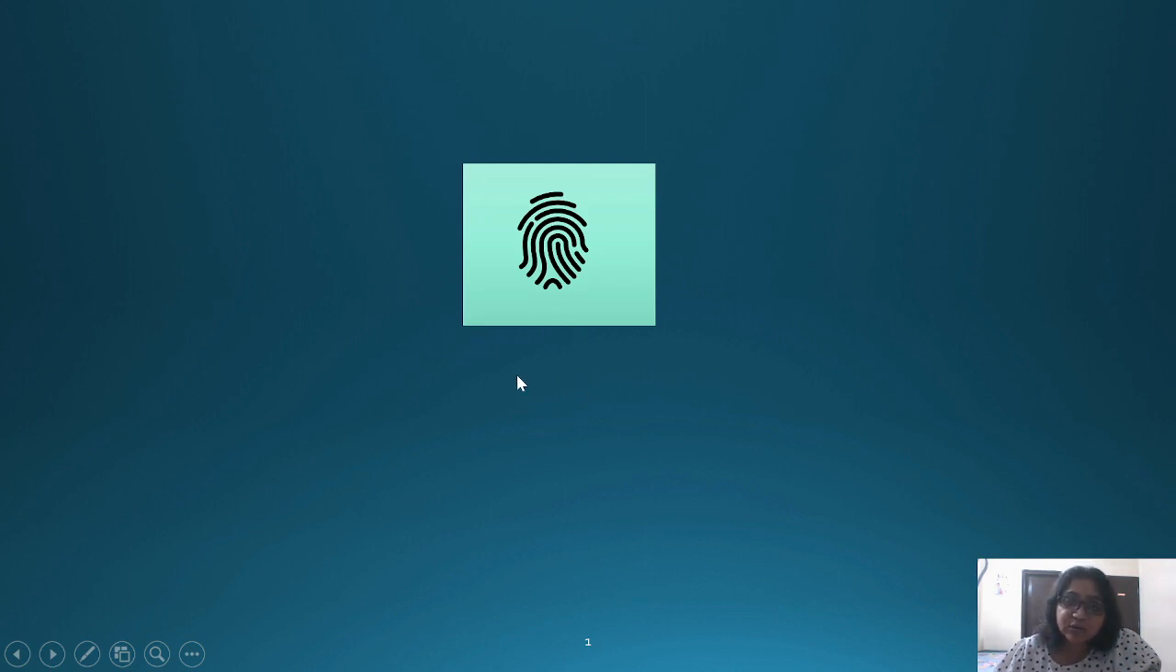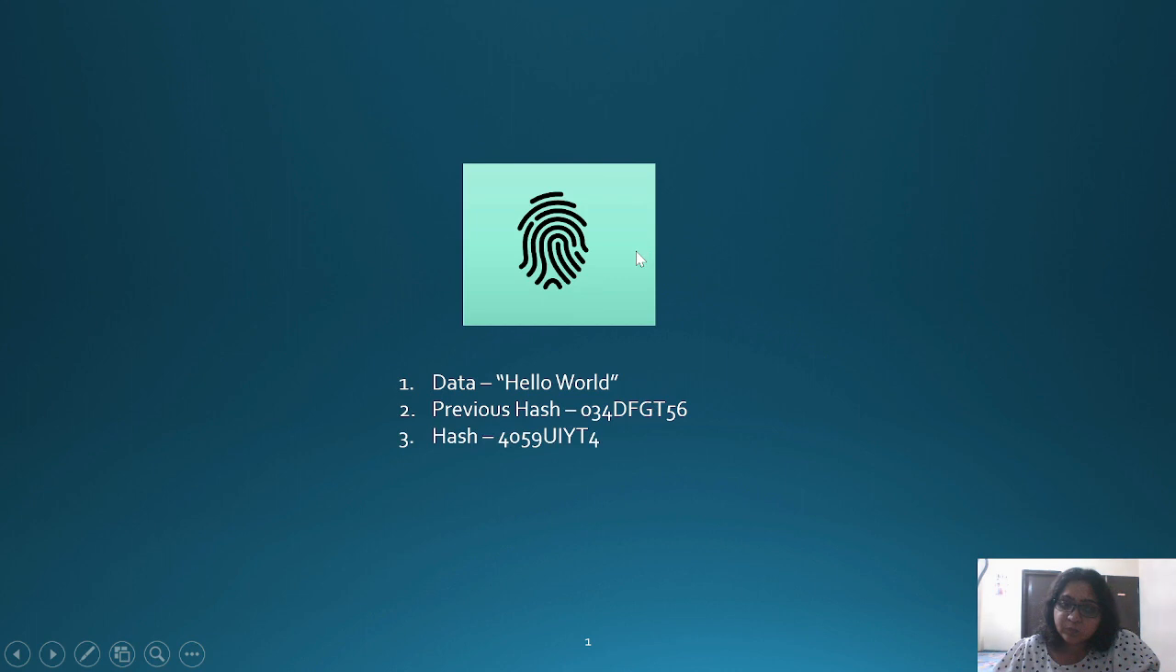And what does this block contain? This block contains data. This block contains the hash value of the previous block so that it can link as a chain. It contains the hash value of the current block, right? So this looks like a simple block. Now I'll tell you how it will look in a blockchain.